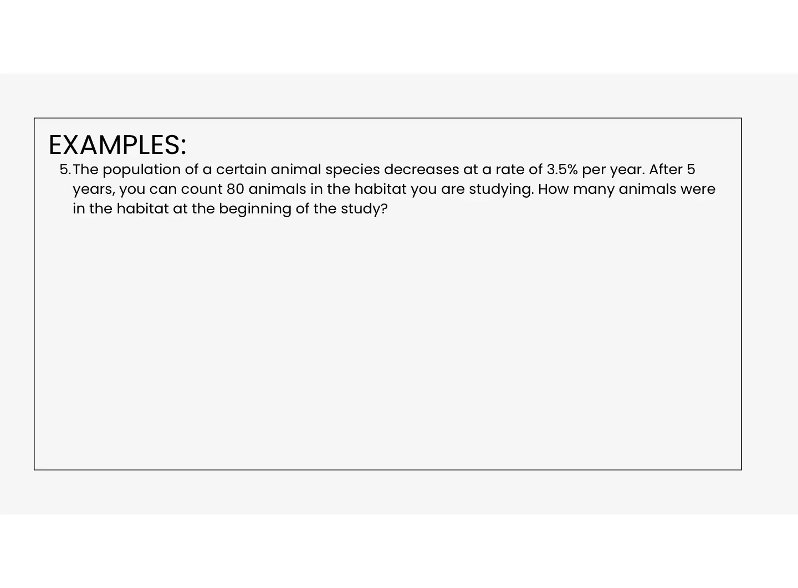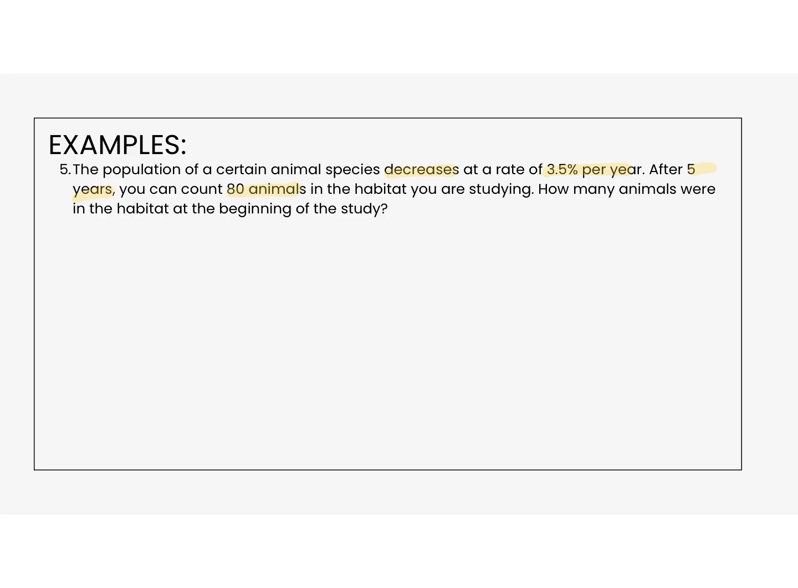All right, now 5 and 6 are just a little bit different. So let's read through it first, and I think you'll kind of see. The population of a certain animal decreases at a rate of 3.5% per year. After 5 years, you can count 80 animals in the habitat you are studying. How many animals were in the habitat at the beginning of the study? So what do we have here? Okay, we know that the population decreases, so that's decay, 3.5% per year. After 5 years, you can count 80 animals in the habitat. So how many were there at the beginning?